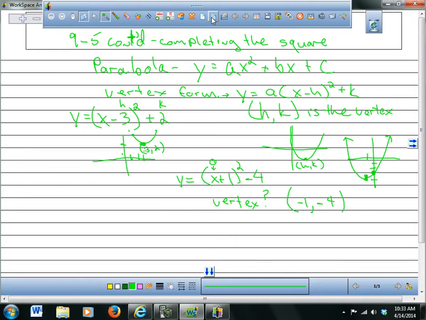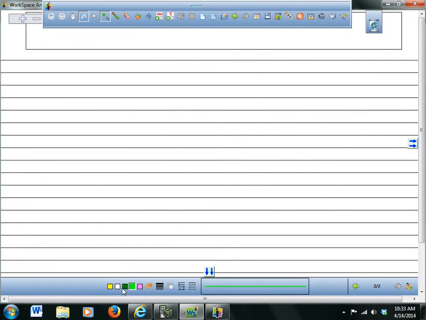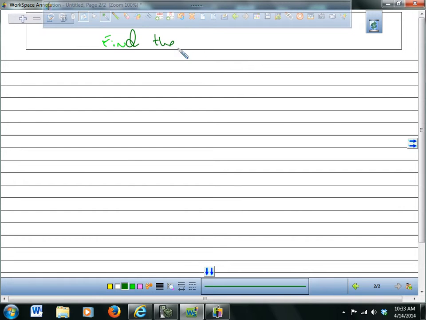So find the vertex. That's not a good color. Maybe dark green. How come it's not giving me dark green? There we go. Find the vertex for y equals x squared plus 6x plus 8.